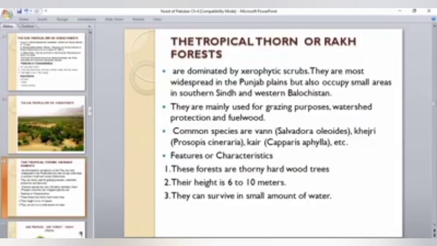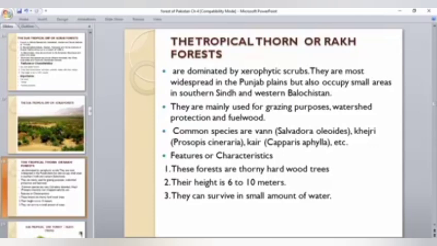Then the tropical thorn or rock forest. These are dominated by xerophytic scrub. They are the most widespread in Punjab plains, but also occupy some areas in southern Sindh and western Balochistan. These are the main areas where these types of forests grow. They are mainly used for grazing purpose, watershed protection, and fuel wood.